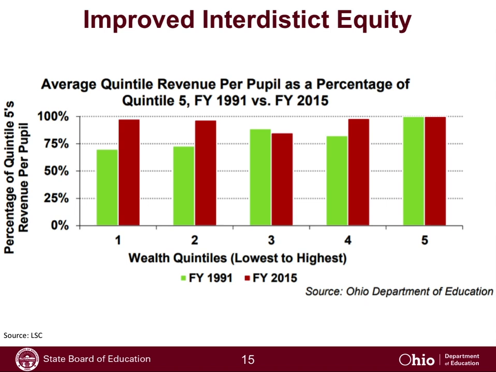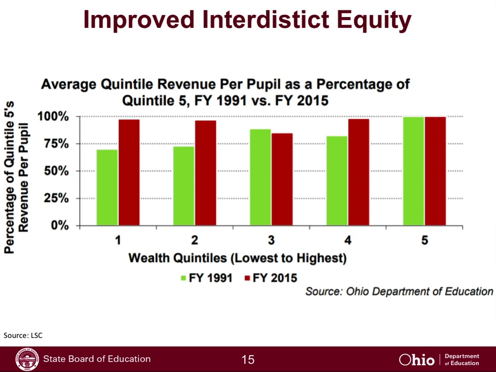Sure. This next slide, again an analysis provided by the Legislative Service Commission, shows the average quintile revenue per pupil as a percentage of quintile 5. These green bars say that in 1991, on average, the first quintile, the lowest quintile, had less than 75% of the revenue that those in the wealthiest quintile, the highest valuation per pupil quintile, had available to them. The second quintile was just below 75%, et cetera.